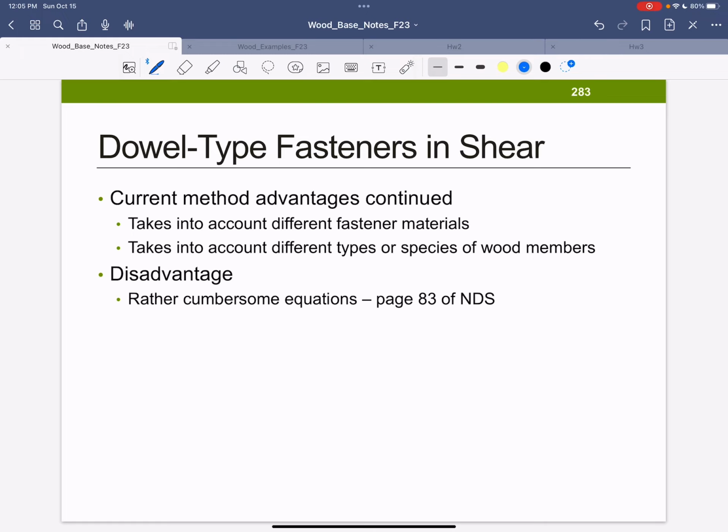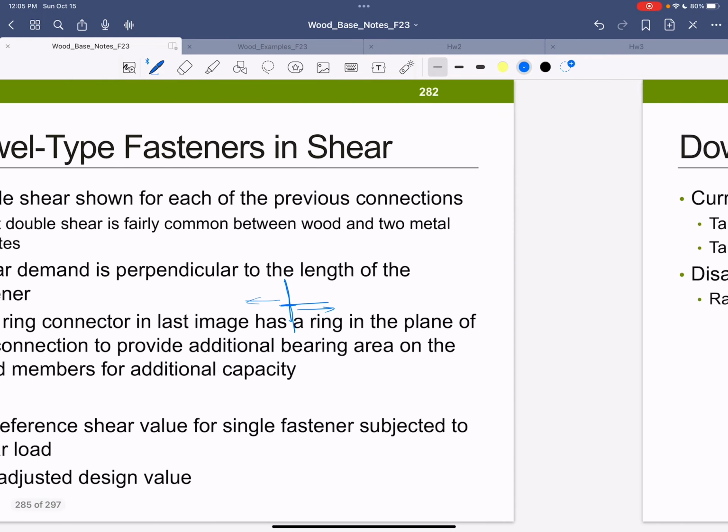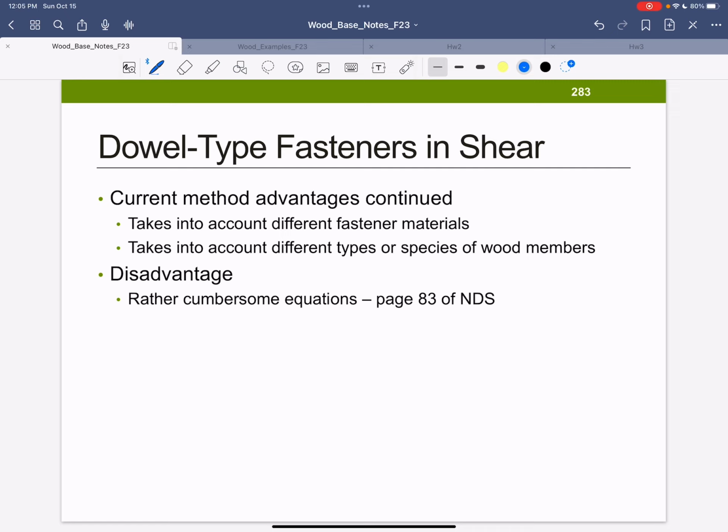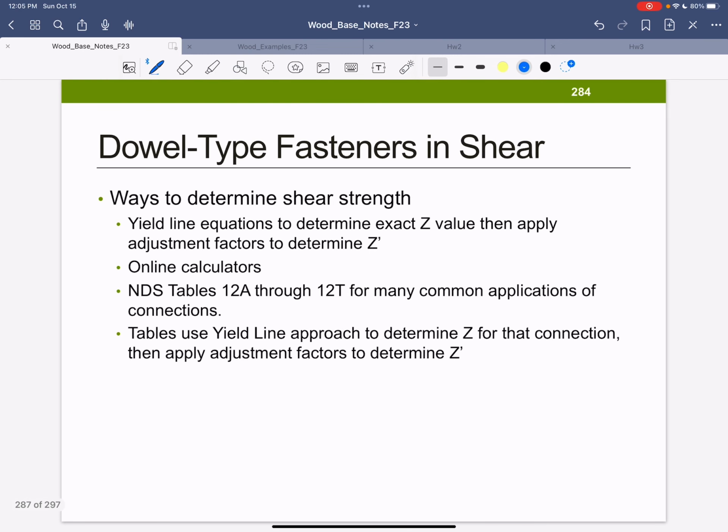Current method, for the method that we use now, we look at different types. The yield method allows us to look at different types of fasteners other than what's been tested and take into account and actually calculate this stuff. And we can also look at how that's affected by different species of wood. There are some pretty cumbersome equations. So if you go into your NDS and look on page 83, you can see some of those equations.